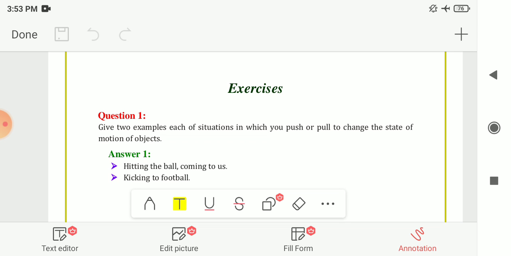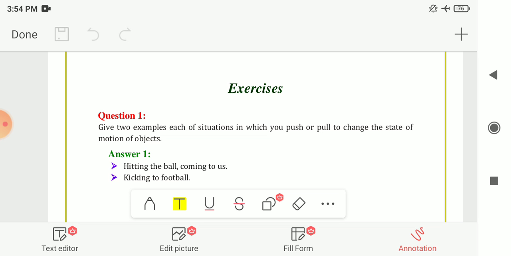So before starting the exercise, let me recall what we had seen in the previous videos of this chapter. In this chapter we had seen that a push or a pull on an object is called a force. Then we had seen that the strength of a force is expressed by its magnitude, and the symbol of force is F, and the unit of the force is Newton, which is denoted by the capital N.